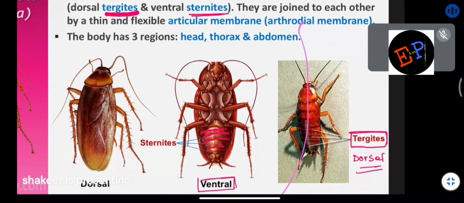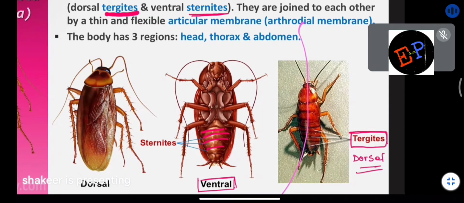So this is also an important bit. Sclerites you can divide into two types. One is tergites, and the second one is called sternites. So tergites are present on which side? Tergites are present on the dorsal side, that is on the back side, and sternites are present on the ventral side, that is on the front side. They are joined together by a thin and flexible articular membrane, which is also called arthrodial membrane.